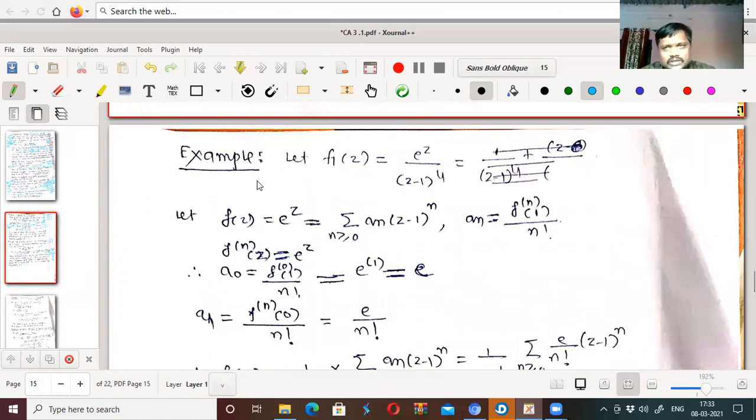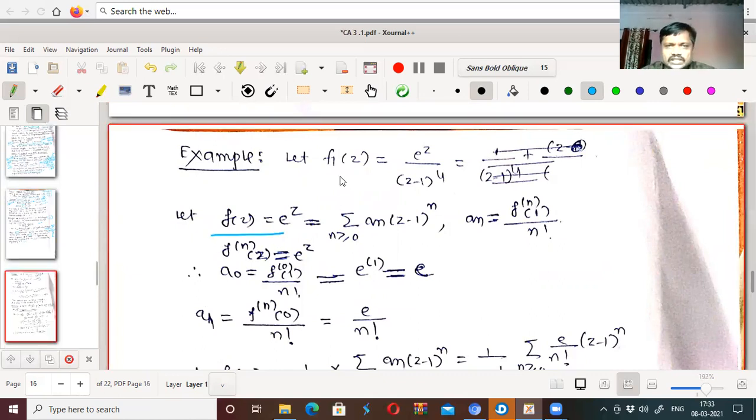Okay. We have the next example also. Let f1(z) equal e to the power z upon (z minus 1) to the power 4. Let f(z) equal e to the power z, which is nothing but the sum of a_n times (z minus 1) to the power n. So we are taking f(z) as e to the power z. We are taking one example, f1(z) equal to e to the power z upon (z minus 1) to the power 4. We will find what type of singularity it has at z equal to 1.